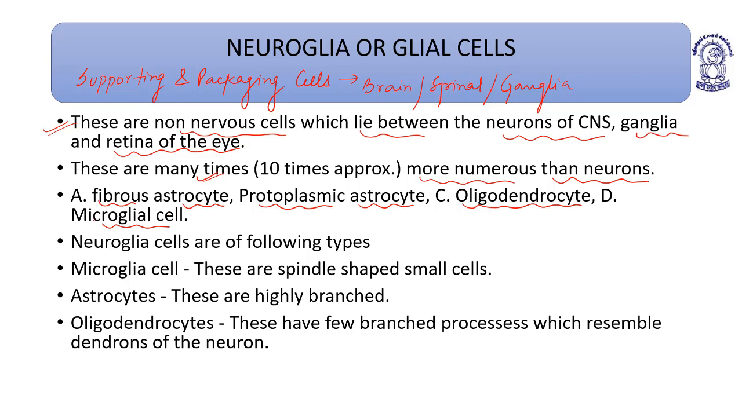Neuroglial cells are of the following types. Microglial cells are small sized cells which are spindle shaped. The microglial cells act as defensive phagocytes. Understood? In the central nervous system, they arise from monocytes.